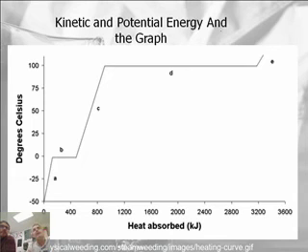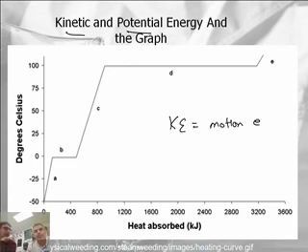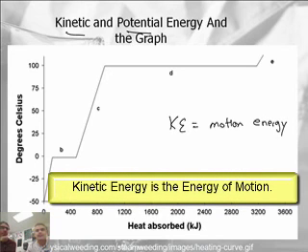Now let's talk lastly about how that relates to something called kinetic energy. So how could we label this graph for kinetic energy? When we talk about kinetic and potential energy, let's talk about kinetic energy first. What is kinetic energy in this context? Well, kinetic energy is energy of motion, and when molecules are moving around, that's really how we get temperature. Temperature is based on the average kinetic energy.